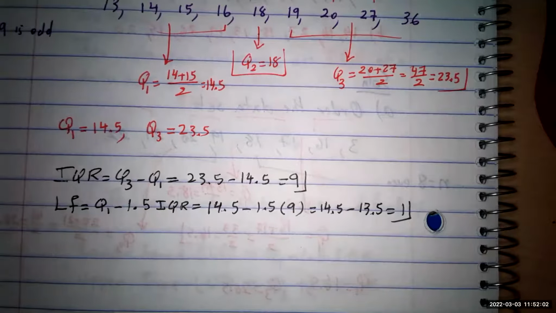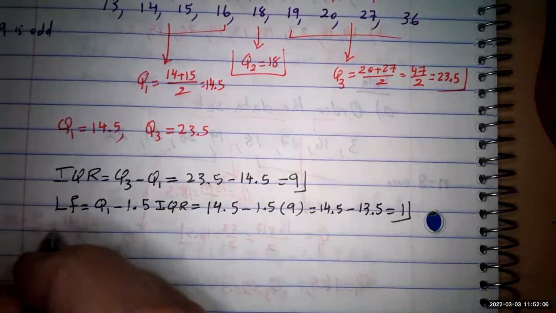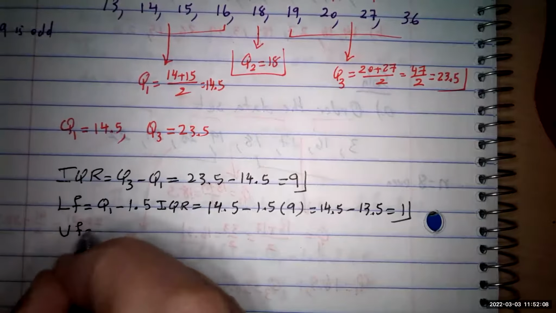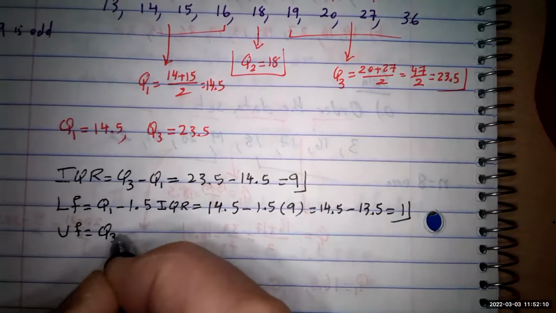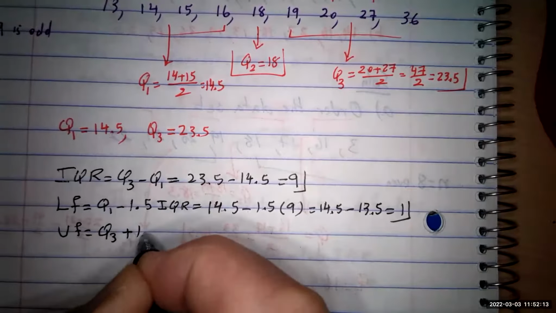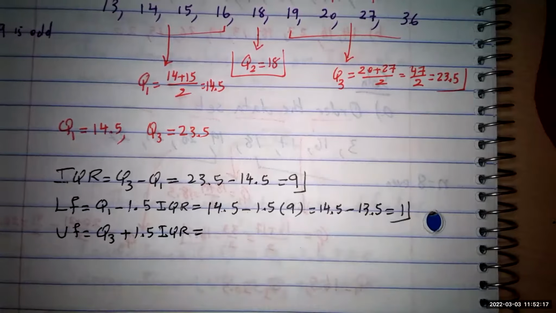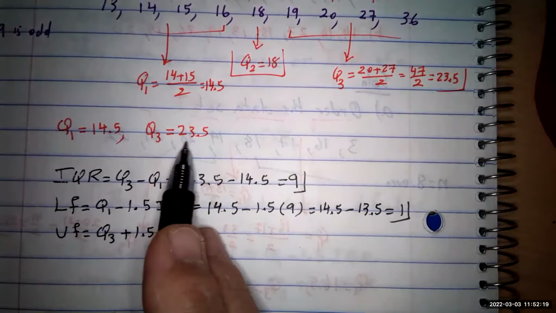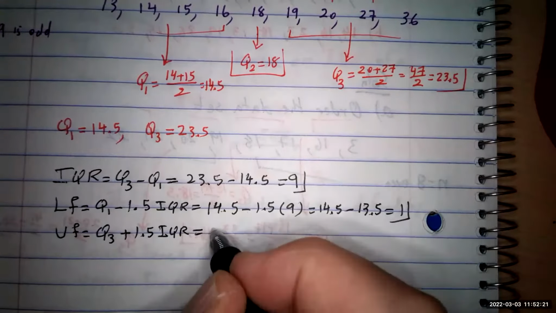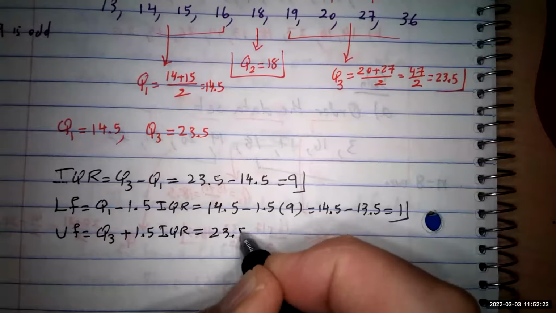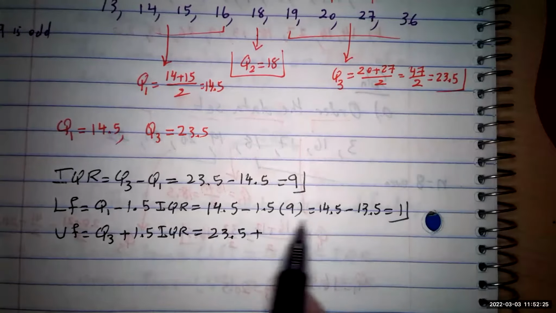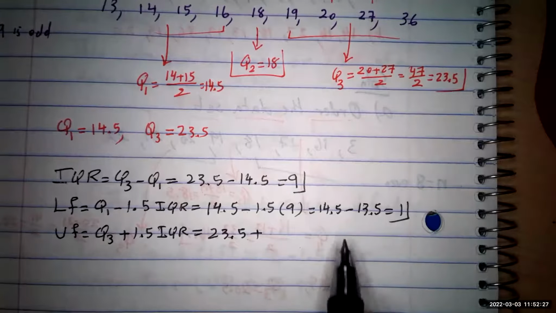Okay, so there's a lower fence, now find the upper fence. The upper fence is going to be Q3 plus 1.5 IQR. So Q3 is 23.5. 23.5 plus 1.5 IQR, which is the 13.5 that you got here.